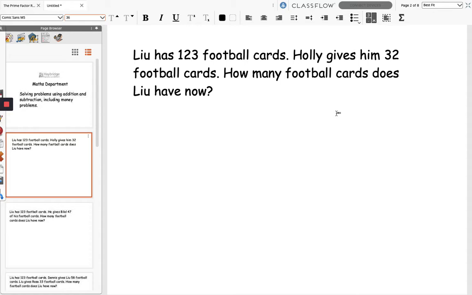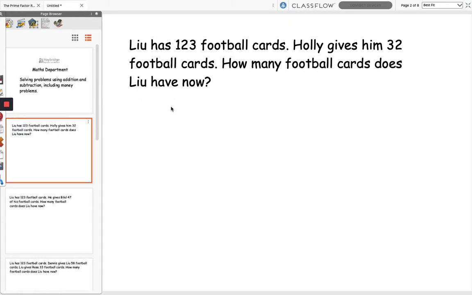Liu has 123 football cards. Holly gives him 32 football cards. How many football cards does Liu have now? So we want to think about, is Liu going to have more football cards than he started with or less? Well, Holly's given him some, so he's going to have more than he began with. So we're going to add these numbers together.